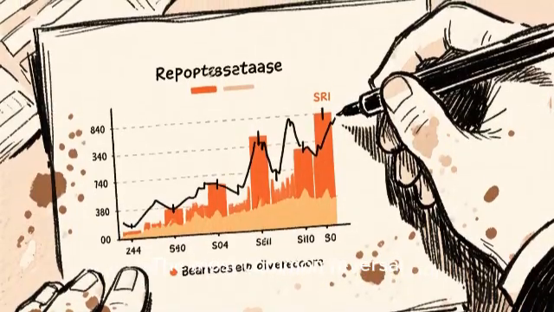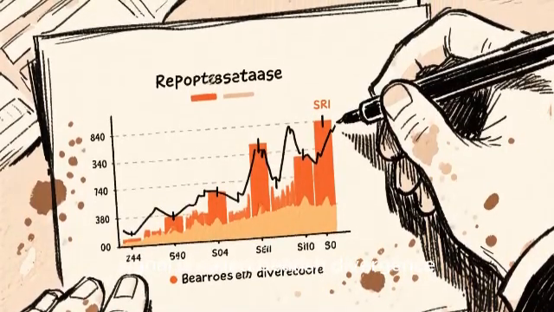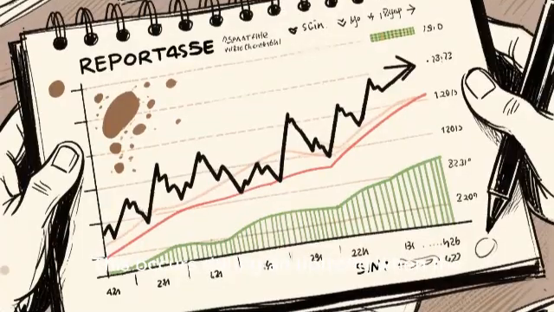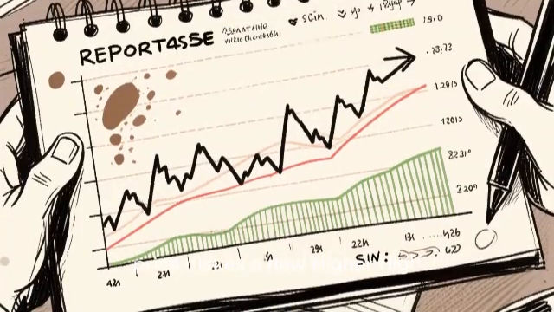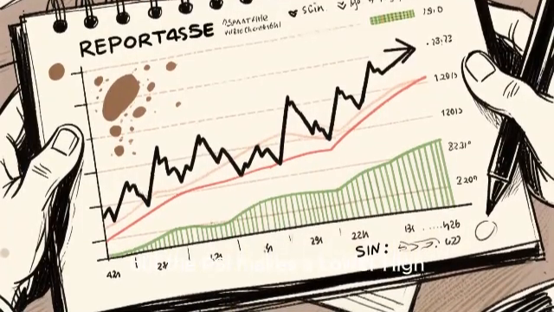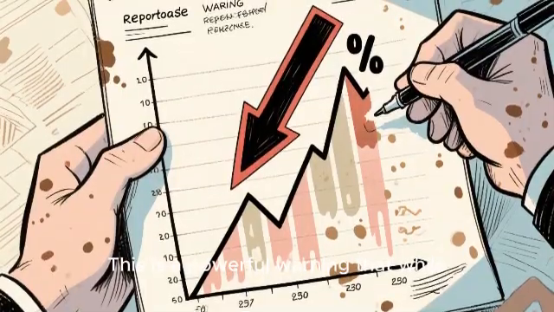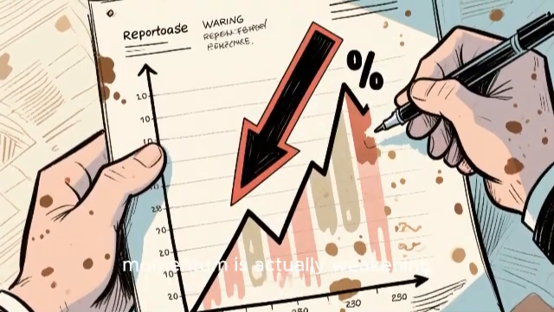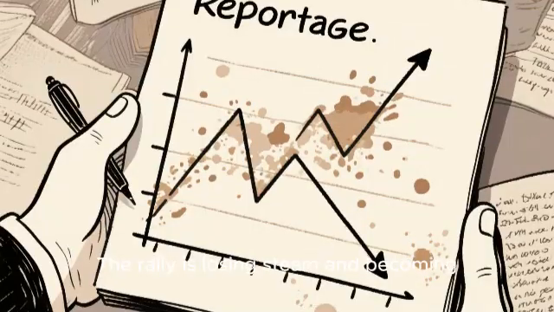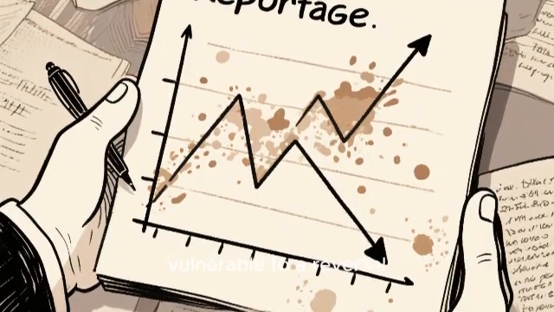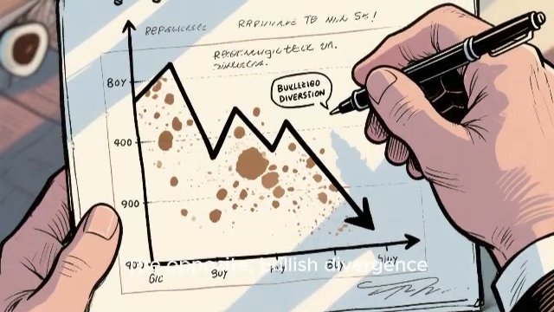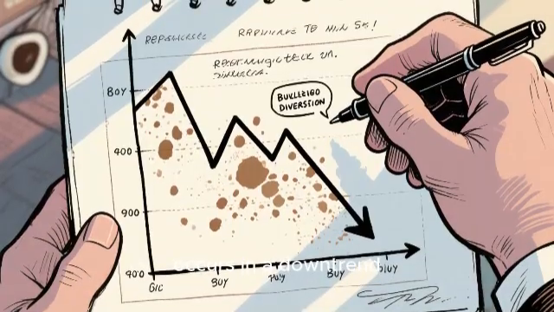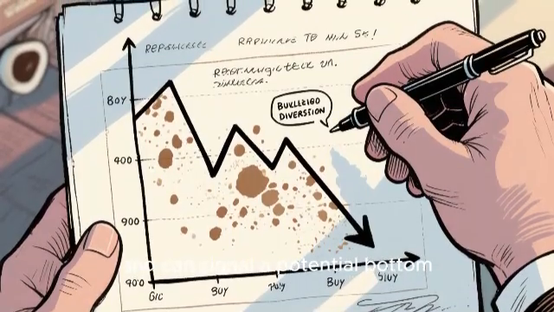The most common reversal signal is called bearish divergence. This occurs during an uptrend when the price makes a new higher high, but the RSI makes a lower high. This is a powerful warning that while the price is still climbing, the underlying momentum is actually weakening. The rally is losing steam and becoming vulnerable to a reversal. The opposite, bullish divergence, occurs in a downtrend and can signal a potential bottom.